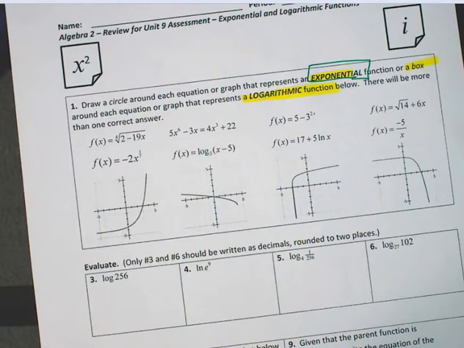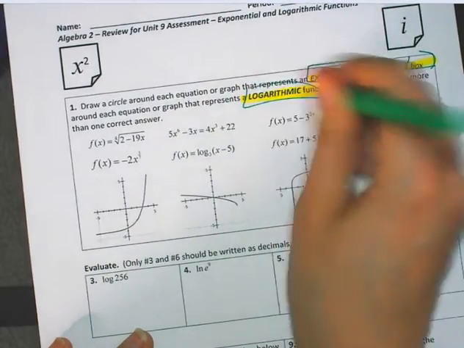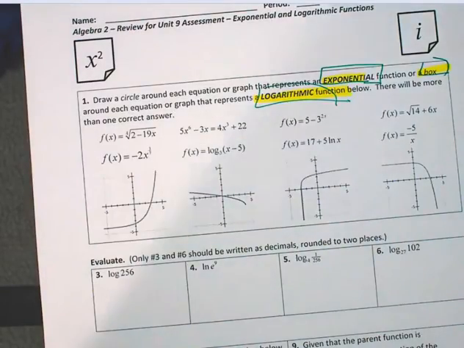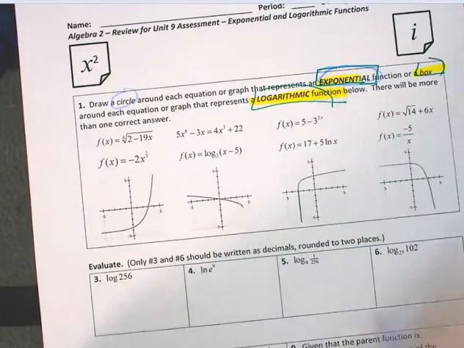All right, first question. This is the Unit 9 Exponential and Logarithmic Functions review. It says draw a circle around each equation or graph that represents an exponential function, or a box around each equation or graph that represents a logarithmic function. So box is actually going to be logarithmic. And then it says put a circle around exponential. There will be more than one correct answer.